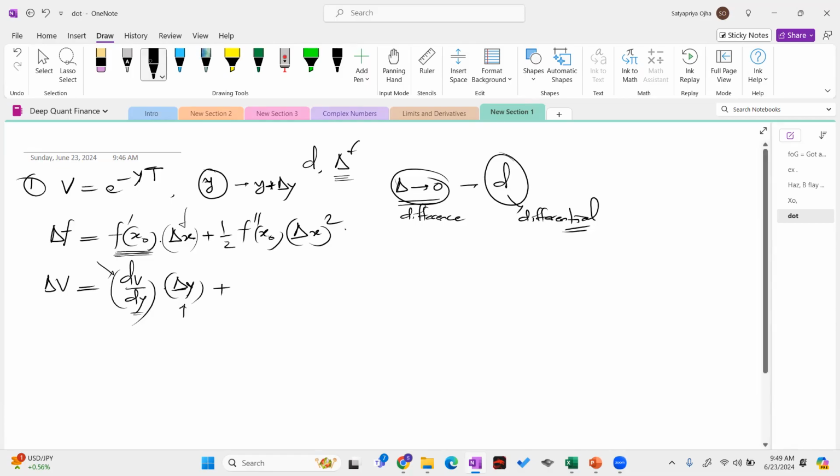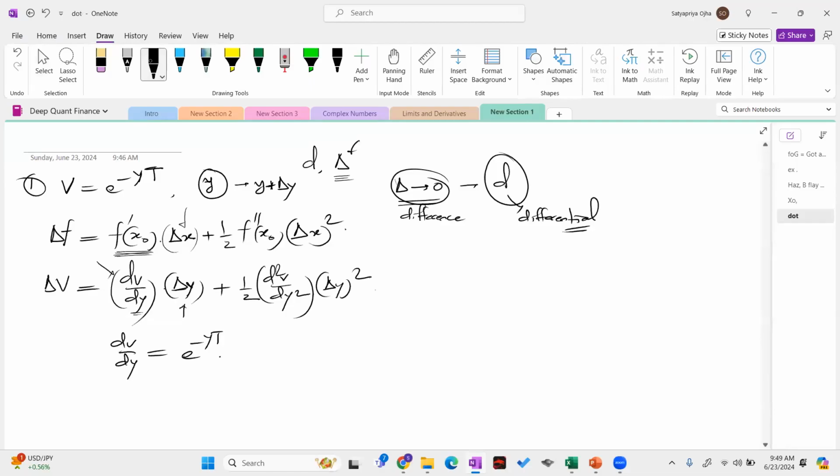Plus half double derivative. I can write d square v by dy square, either way is fine, times delta y square. So this is my quadratic approximation of change in bond price because of change in yield. All I need to do is find out these derivatives. What is dv by dy? dv by dy is e to the power minus yt times minus t. And second derivative, e to the power minus yt times minus t times minus t, which is t square.